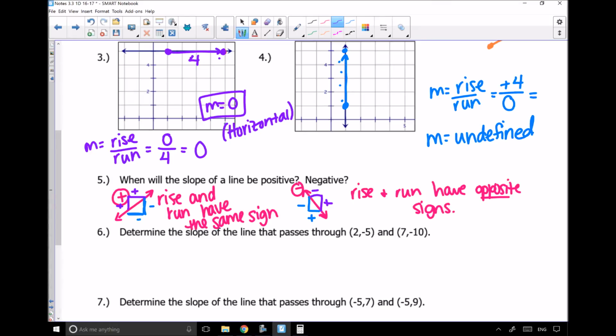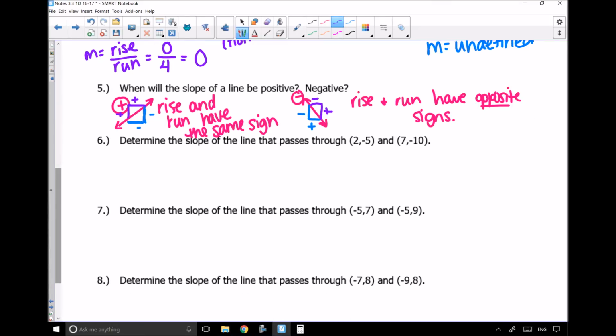Okay, so now question number 6. Determine the slope of the line that passes through the points (2, -5) and (7, -10). This is a little bit harder, but once you actually get used to just plugging in your information, it's not so bad. So remember, we also talked in class about how the formula for slope is going to be y2 minus y1 over x2 minus x1.